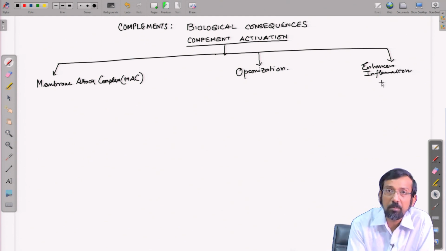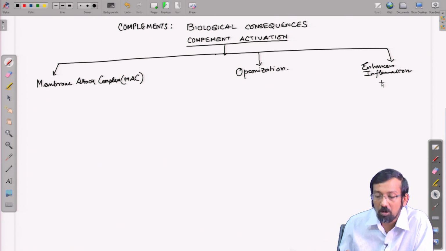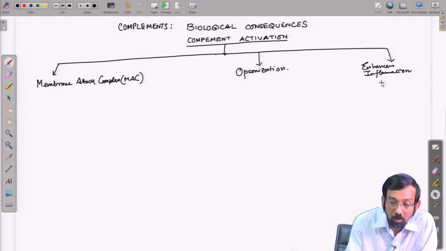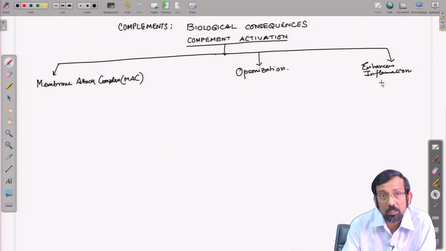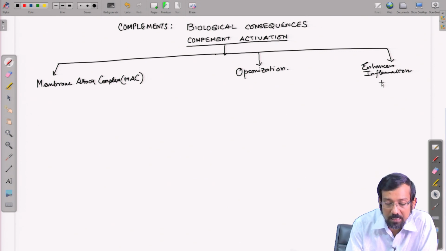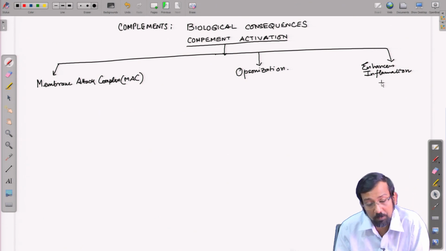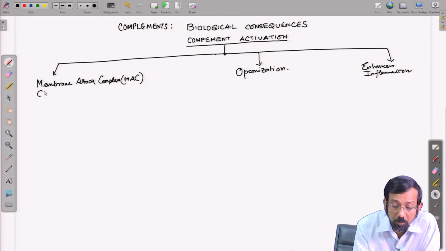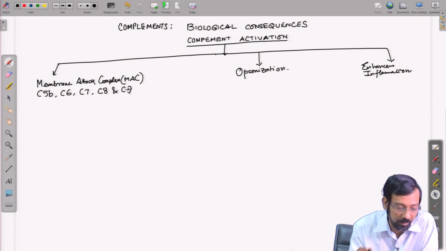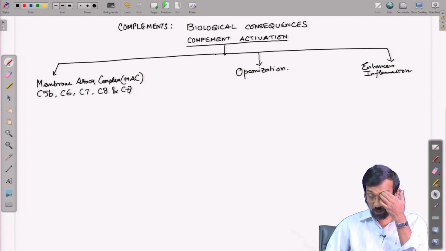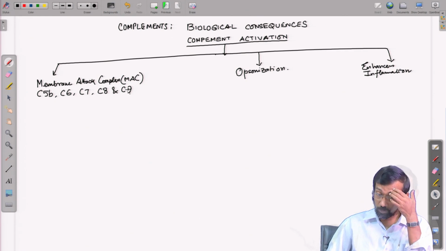So, these are the 3 major functions that the complement proteins perform. Among these, opsonization is an antibody driven process, while the membrane attack complex is primarily driven by other complement proteins. And what are the complement proteins that are involved? The major complement proteins involved in this are C5b, C6, C7, C8 and C9. So, now what does this membrane attack complex do and how is this formed?